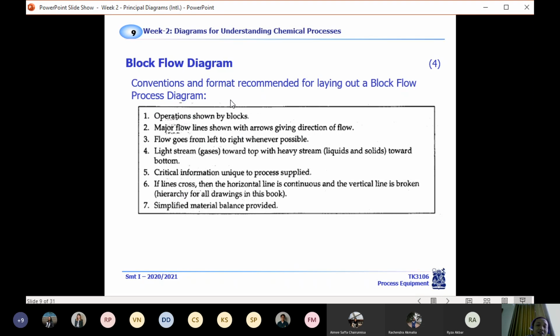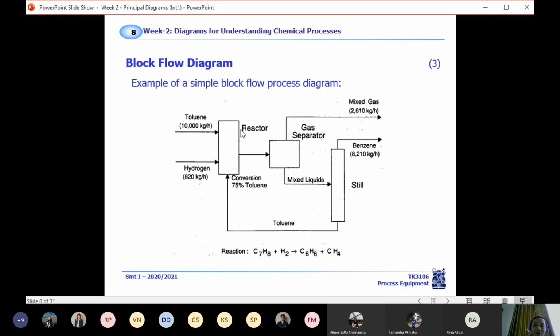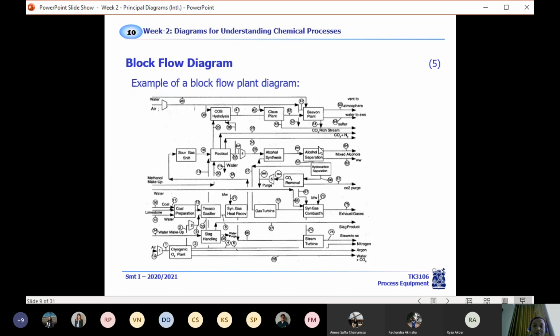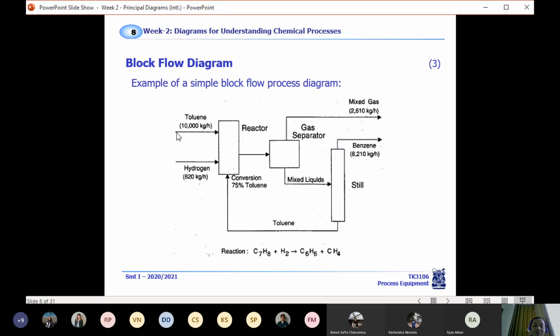Okay, I will conclude about this block flow diagram. Operations are shown by blocks, so we have only blocks in here, with no very complicated symbols. Major flow lines are shown by arrows giving the direction. Remember to give the arrow: a straight line and then the arrow means the direction of the flow.